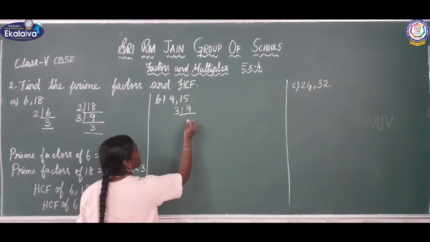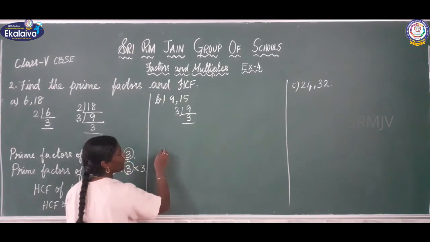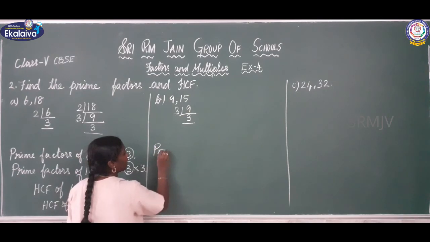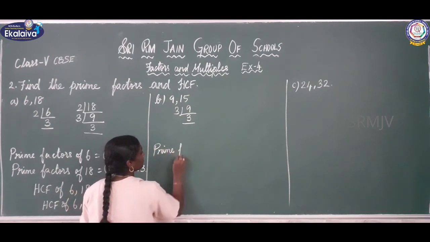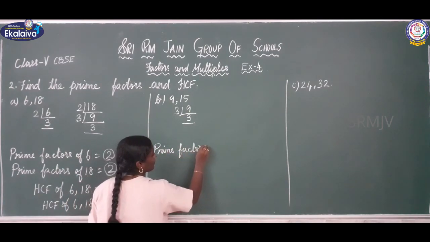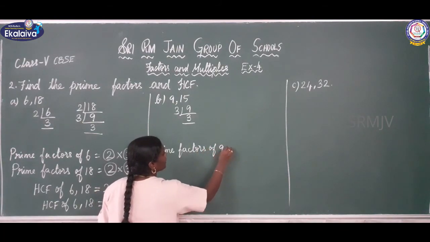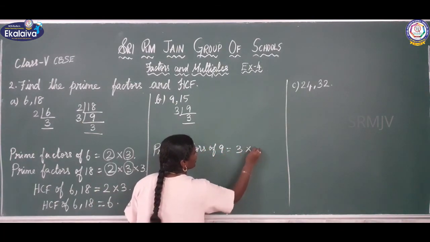Here 9 divided by 3, the quotient is 3. Here 3 is a prime number, so we have to stop here. Prime factors of 9 is equal to 3 into 3.